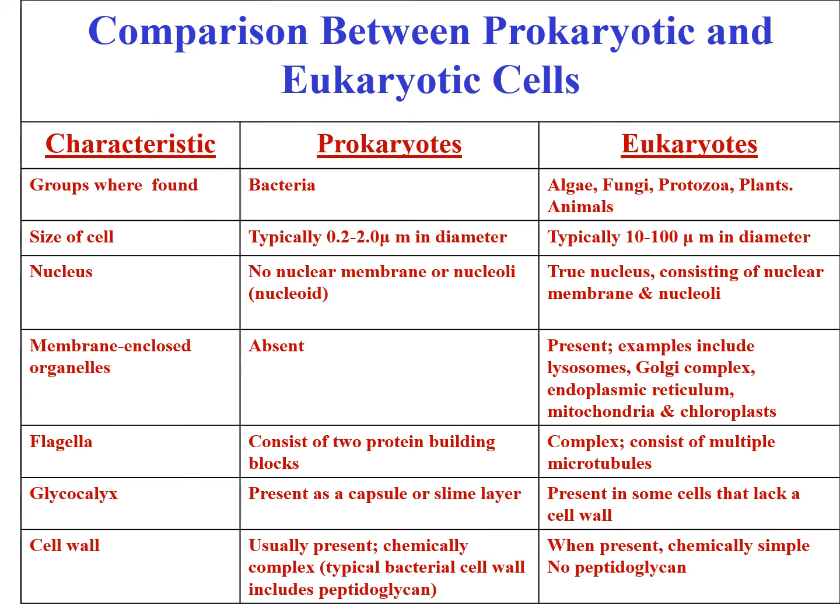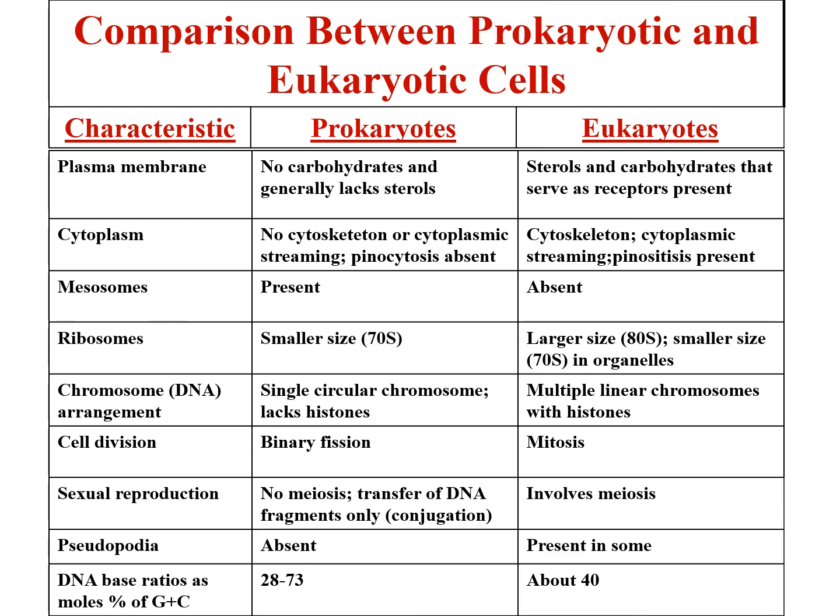This is all about your comparison. These are the different characteristics of prokaryotes and eukaryotes. Prokaryotes means bacteria, and eukaryotes include algae, fungi, protozoa, plants, animals, etc. Then the size of the cell. I have written these in two tables: flagella, capsule, cell wall, plasma membrane, cytoplasm, mesosome, ribosome, chromosome, cell division, sexual reproduction, pseudopodia, DNA basis. These are the characteristics and the differences between prokaryotes and eukaryotes.